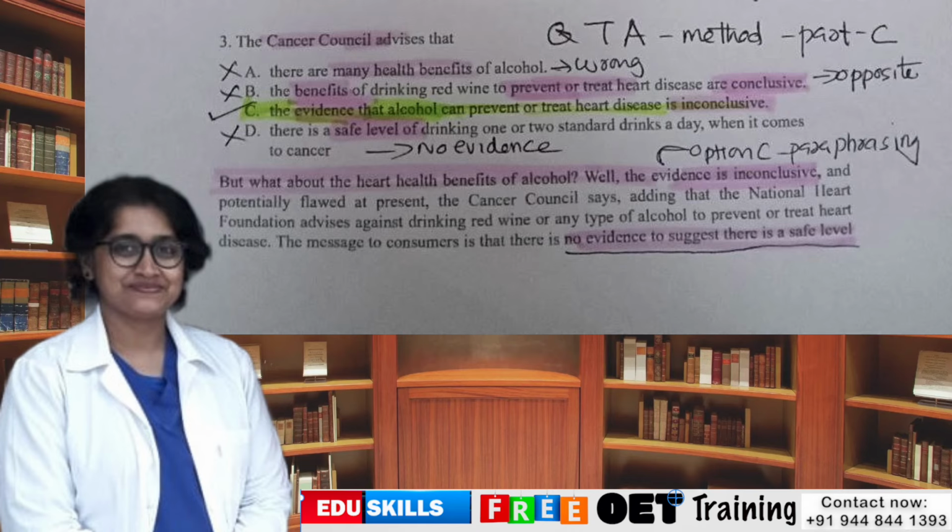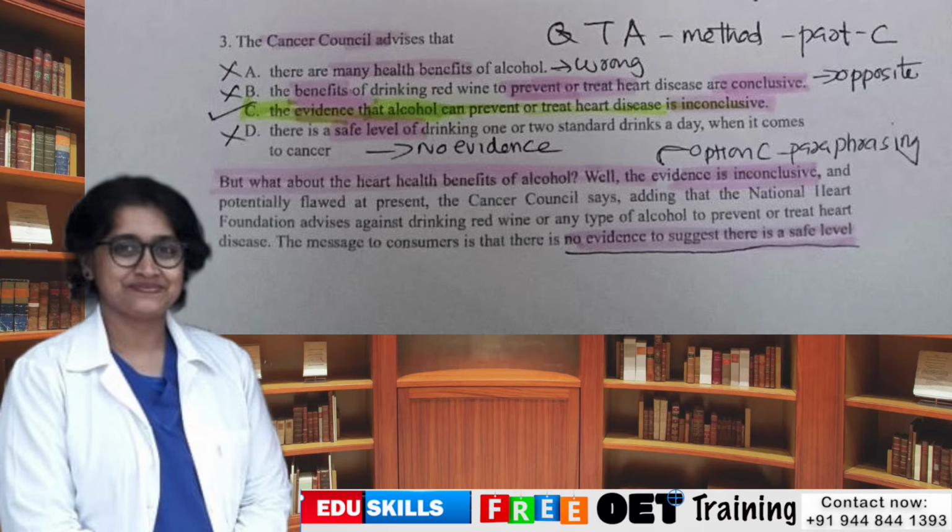That is, it is inconclusive. Option B and option C are straight opposites. That means the strategy used is two straight opposites, and one of them will be the right answer. So therefore option B is wrong.